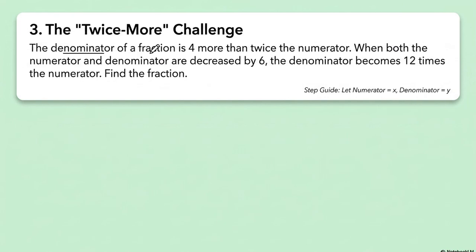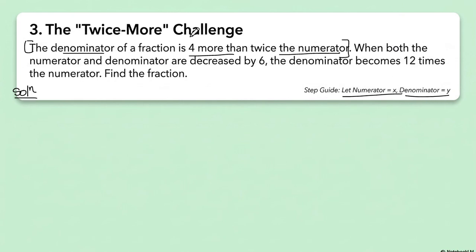The denominator of a fraction is 4 more than twice the numerator. Okay, let's break the first condition first. We have to find out the fraction. So our first step is what? Let the numerator is x and denominator is y. This is our first line.